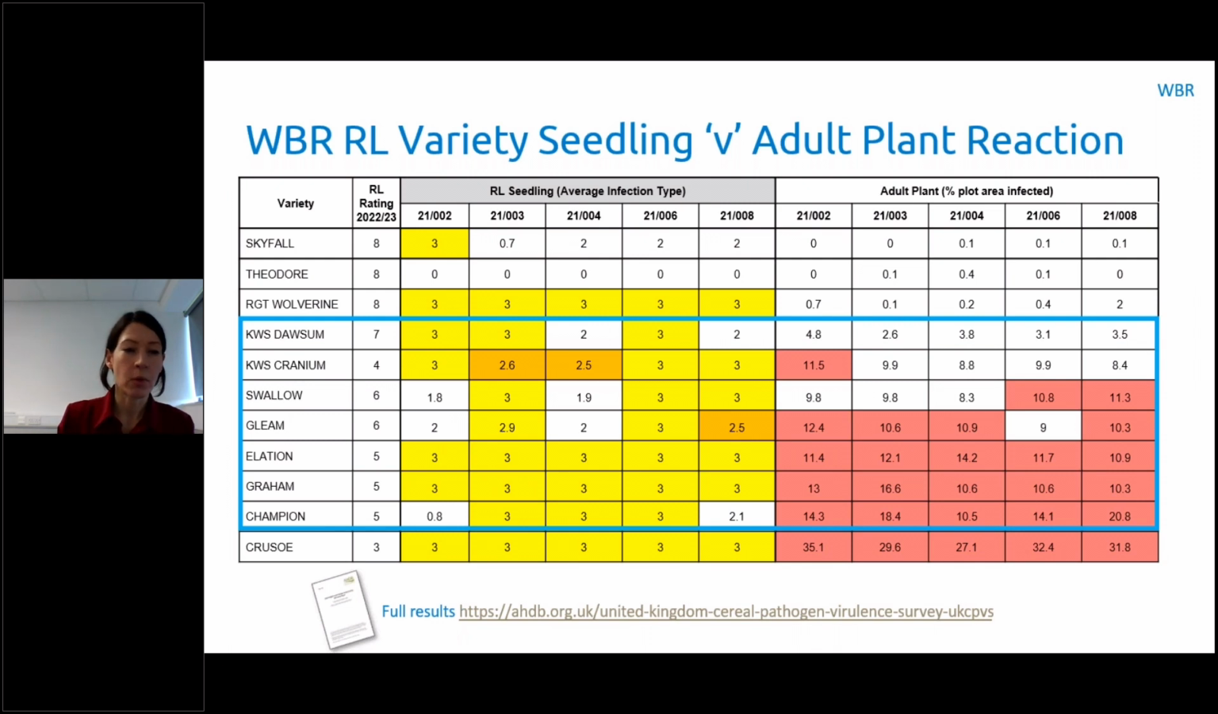And I just wanted to point out Cados Cranium here with a rating of 4 last year. You can see it was actually more resistant in our field trials compared to quite a few of the other varieties with higher resistance ratings.